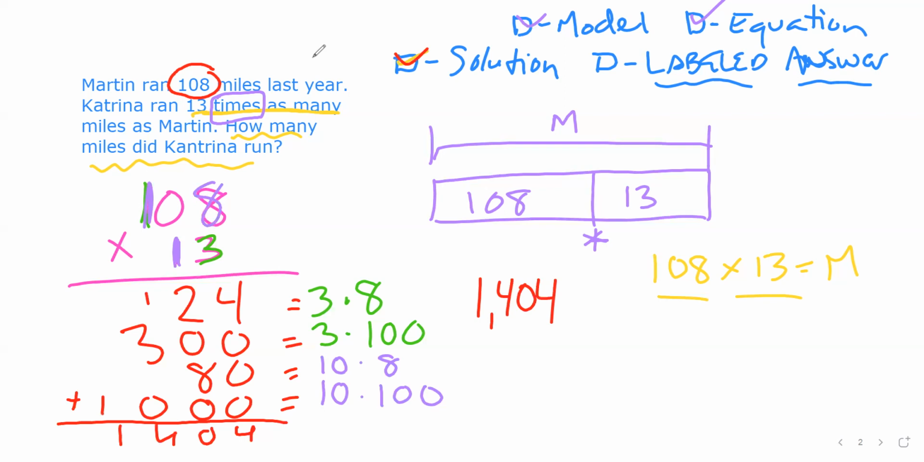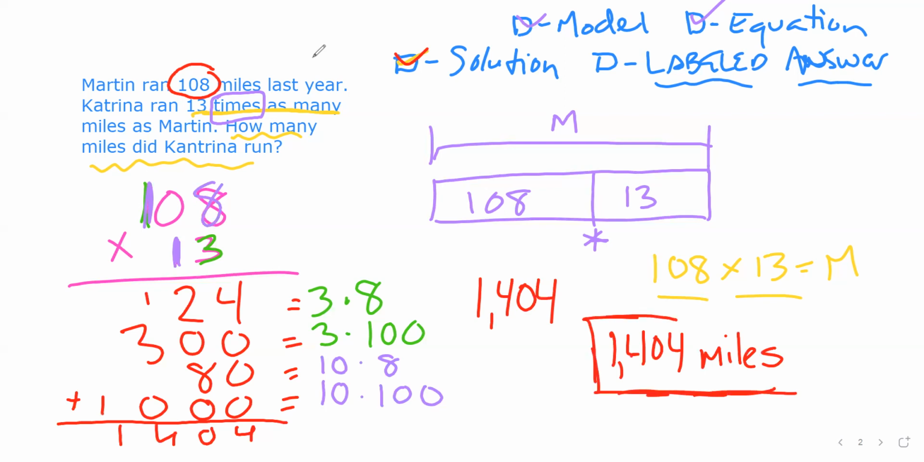Check. But now I need a labeled answer. So again, I'm gonna write right over here. Katrina runs 1,000, or ran, I should say. I guess it's past tense. Miles last year. That's crazy, Katrina. Nice running. 1,404 miles. Whew. She must be great at the pacer test. All right, so that is yet another rendition of the fun word problem with miles.